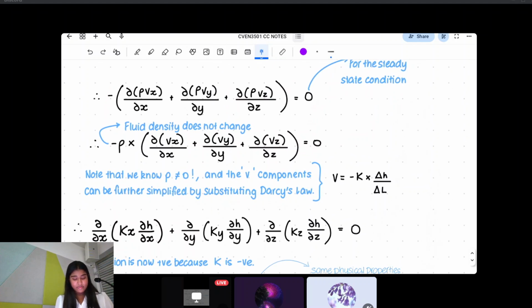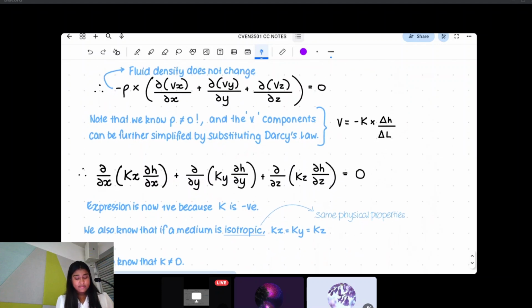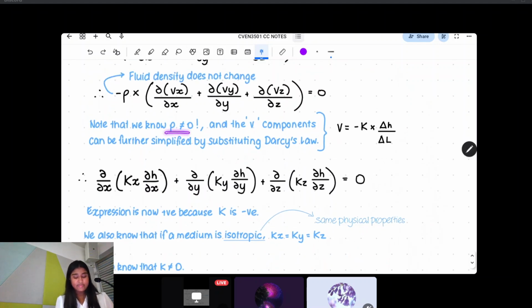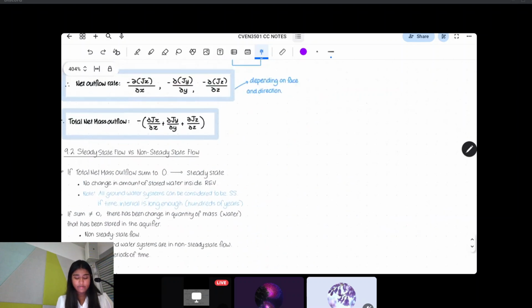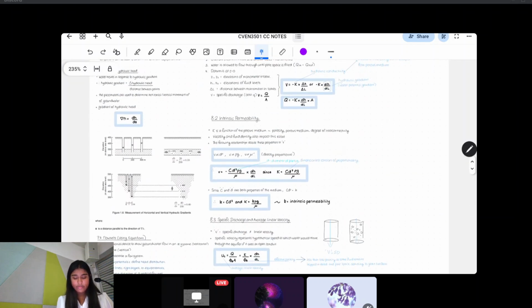So the first thing that we do is that we take out fluid density, right? Because more often than not, that is not going to change, okay? So we've taken it out, or we've factorized it there, and we've left everything else. Next, we also know that the fluid density is not going to equal zero, right? So what we know now is that this component does. We also know that the velocity components can be further simplified using Darcy's law, which we learned about up here, right? That one there.